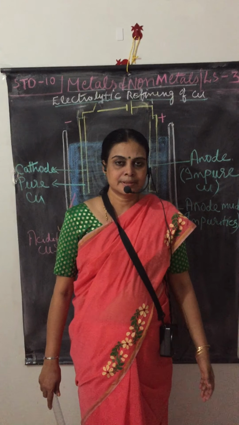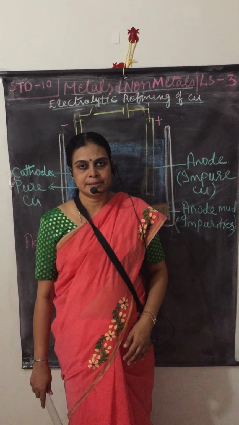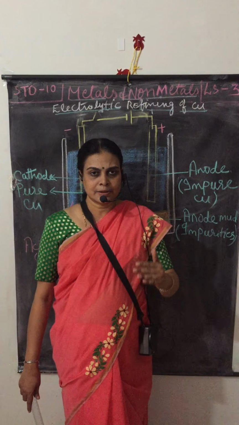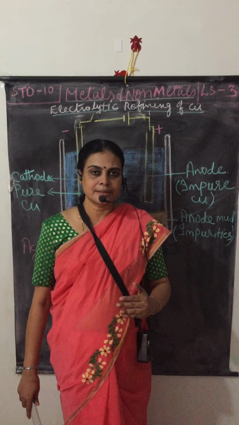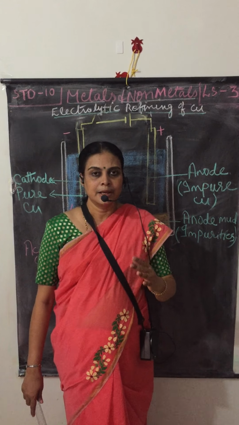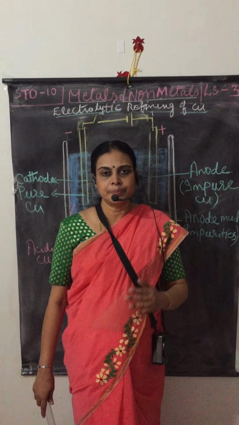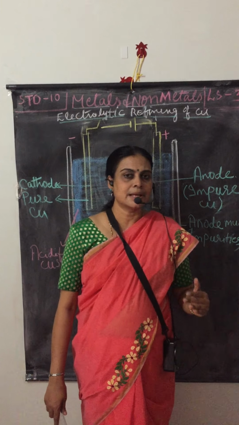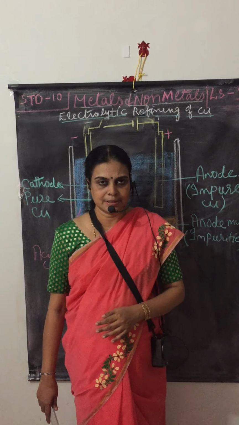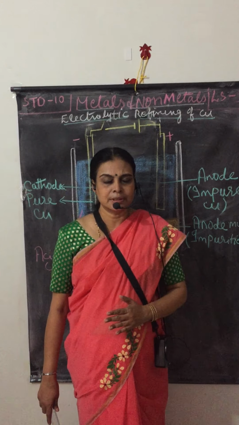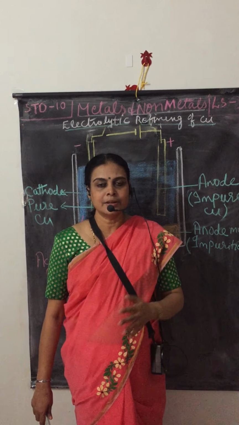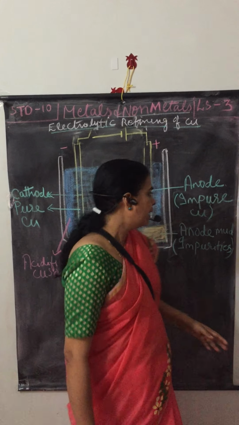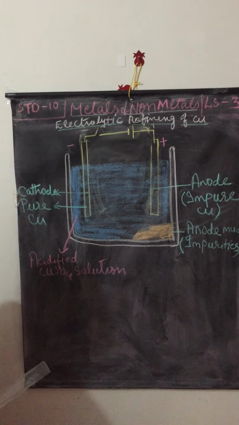We have already discussed the extraction of metals and the concentration of metals. Now we'll discuss what happens after concentration: the metals are not highly pure. So in order to get the pure metal, the metal has to be purified. Different methods are used for purification of metal. Today we'll discuss the refining of metal, that is, the electrolytic refining of copper. Now let us see how copper is purified.